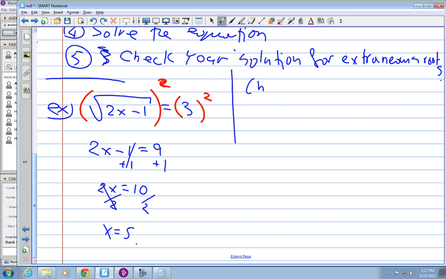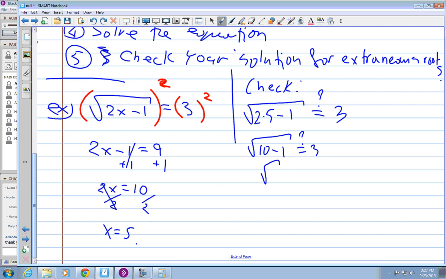So to check, that means I'm going to take that solution and plug it into the original equation. So I want to see whether 2 times 5 minus 1 under the square root, will that work with that equation? Will that equal 3? And it looks like it does, right? We'll have a square root of 10 minus 1. Will that equal 3? So that's a square root of 9. That does equal 3. So that works, right? So we have x equals 5 is a solution.